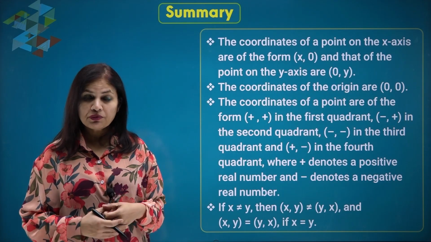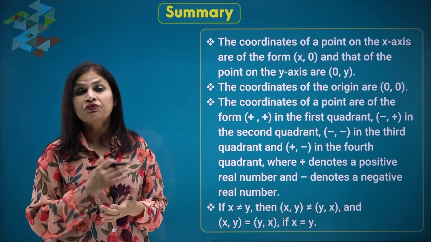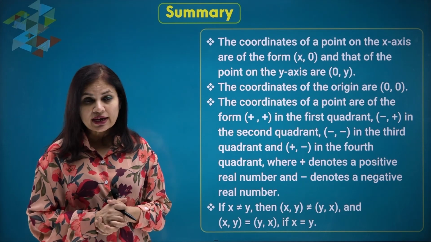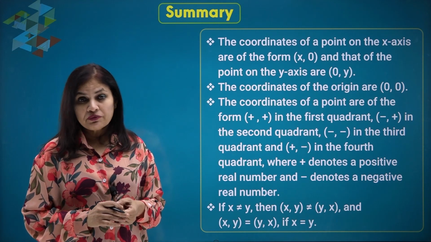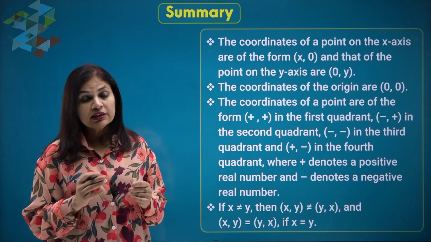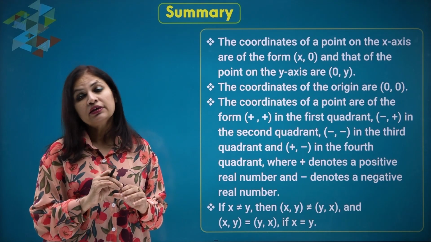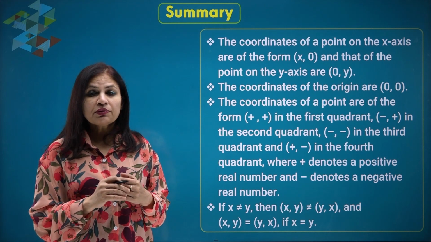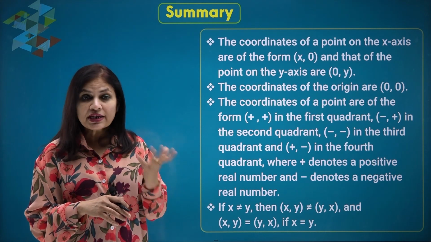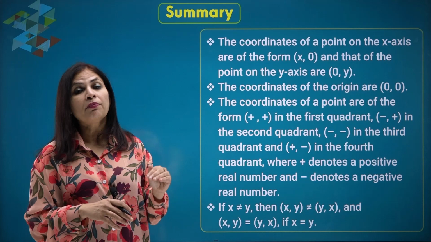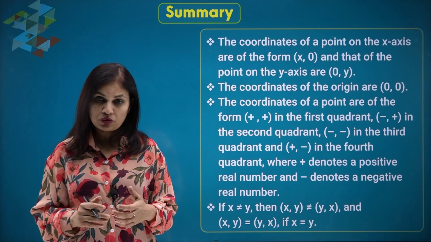We've also learned that if a point is lying on a coordinate axis, for example, if it is lying on the x-axis, it will be of the form x comma 0. If it is lying on the y-axis, it will be of the form 0 comma y. The coordinates of the origin, where we are neither running nor rising, that means we are neither moving left, right, up or down, we are sticking at one point, the central point, is 0, 0. The coordinates of a point are of the form plus plus if it's in the first quadrant, minus plus if it is in the second quadrant, minus minus in the third quadrant, and plus minus in the fourth quadrant.